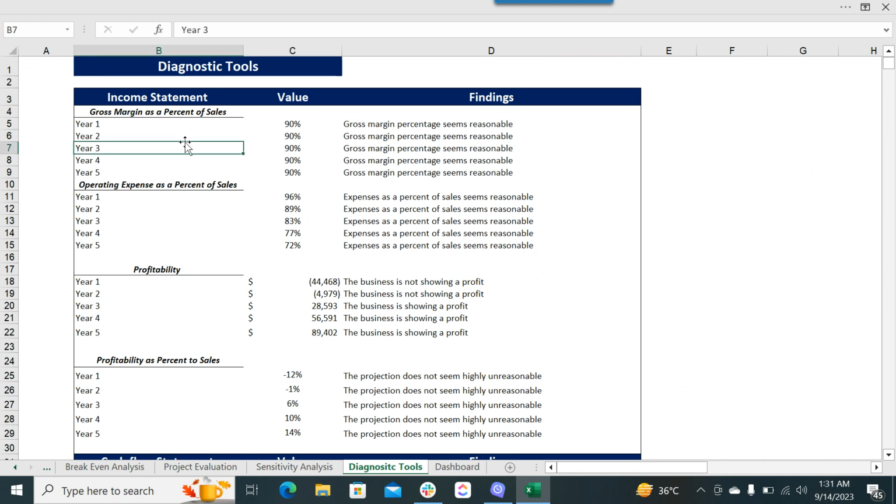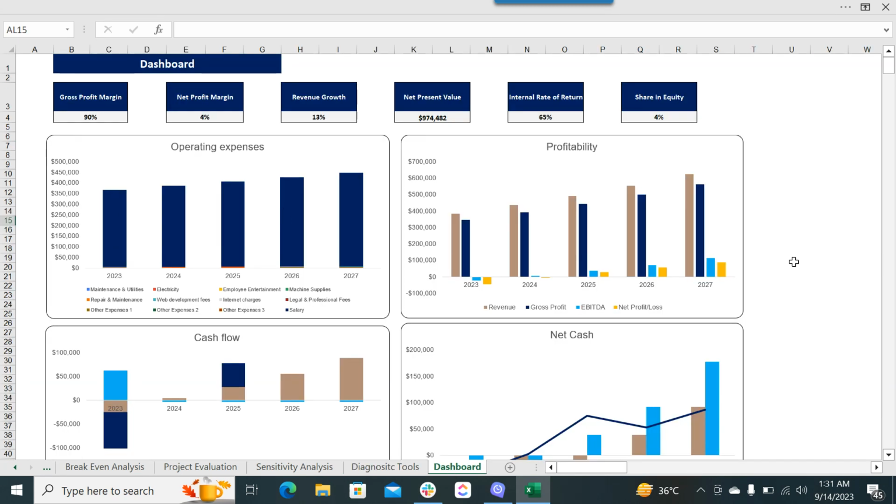Then we have the diagnostic tool, so you can know the financial performance or the financial health of your company. At last, we have the dashboard. It is a quick snapshot and the most interactive part of the model, which will tell you the position of your profitability, cash flow, and operating expenses. So this is all about this model.